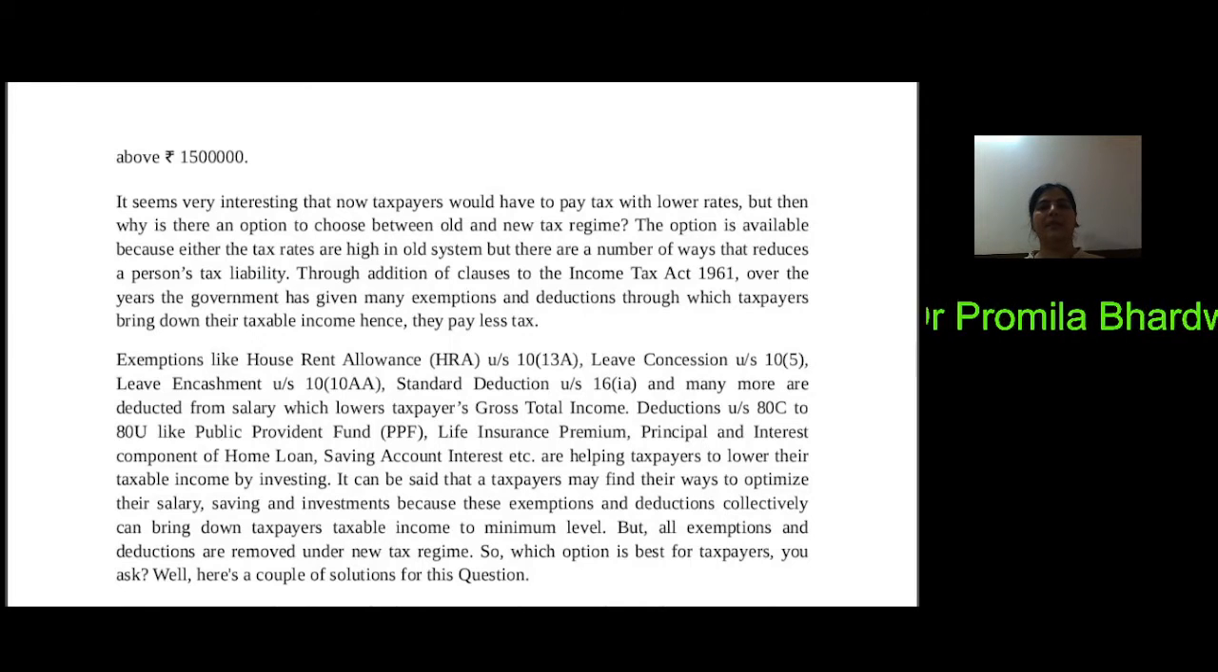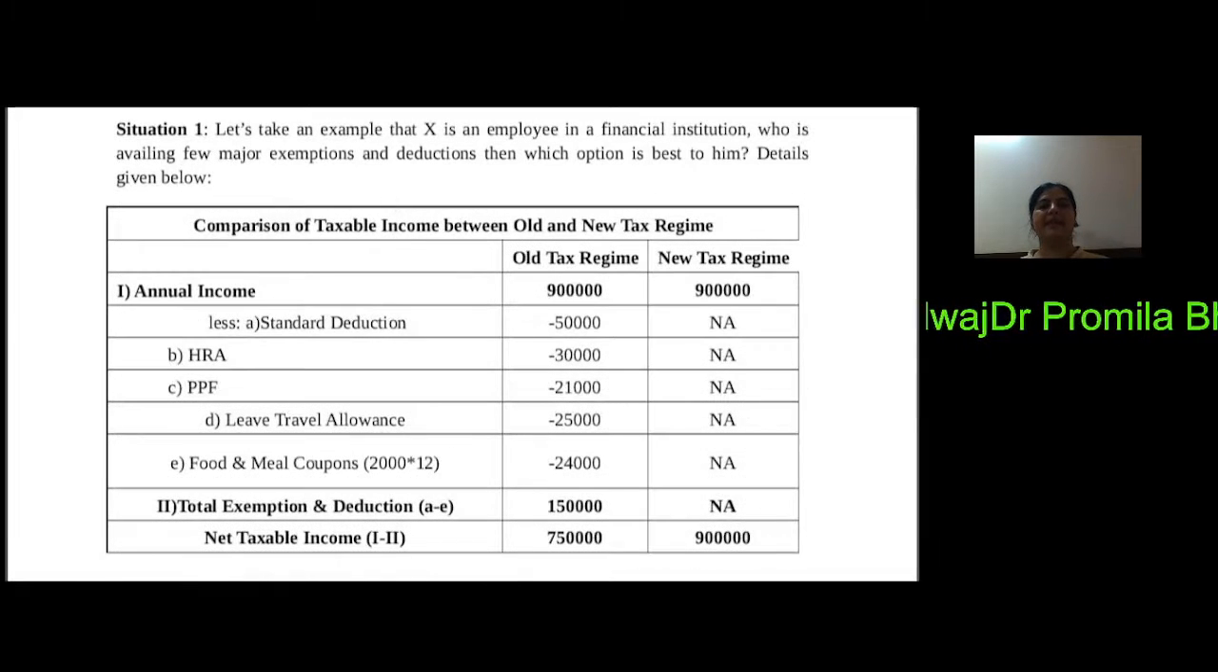Take a person who is getting an allowance of HRA or leave encashment, or a standard deduction of rupees 50,000 under section 16(1)(a) under the head salary, or who is investing in PPF, where he or she may get a deduction under section 80C to 80U, like life insurance premium, principal and interest component of home loans, savings account interest. There are a number of exemptions and deductions available in the old tax regime. So what to choose? Let's take an example.